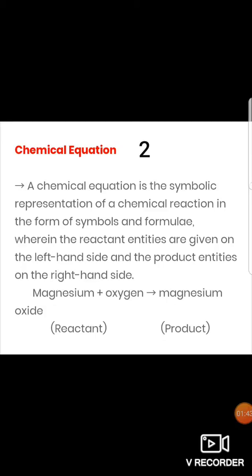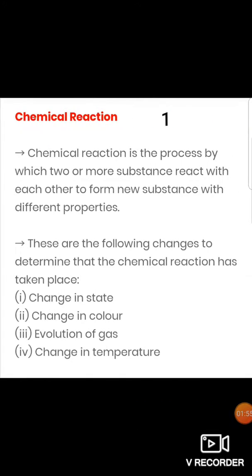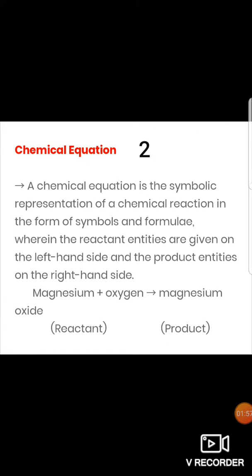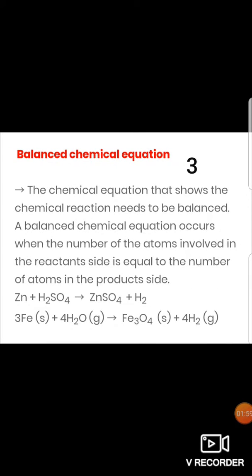So a chemical equation is the symbolic representation of a chemical reaction in the form of symbols and formulas, where the reactants are on the left hand side and products are on the right hand side.